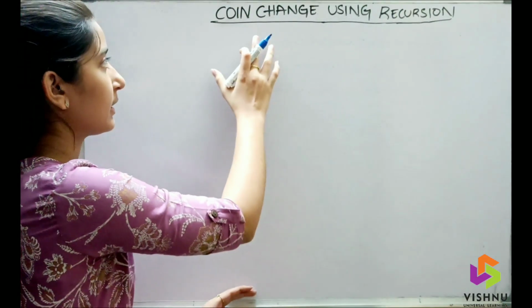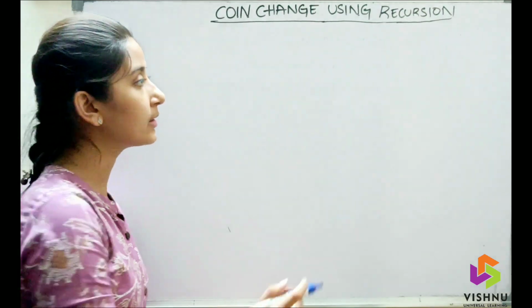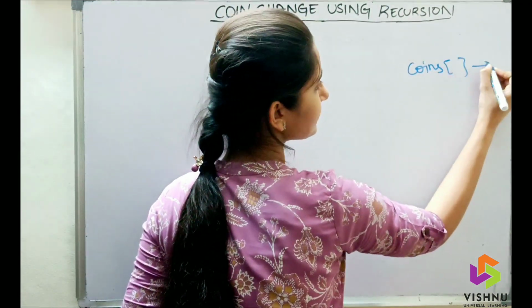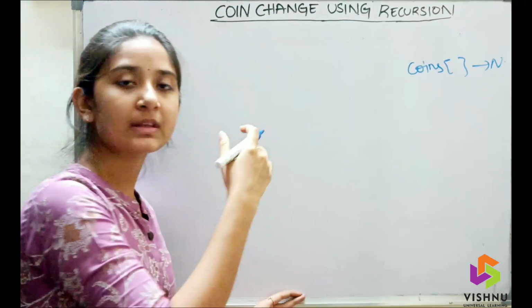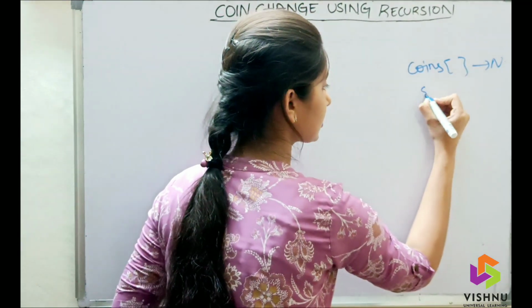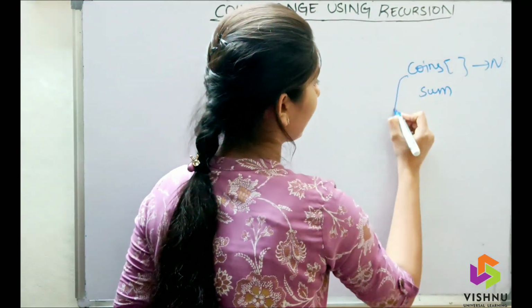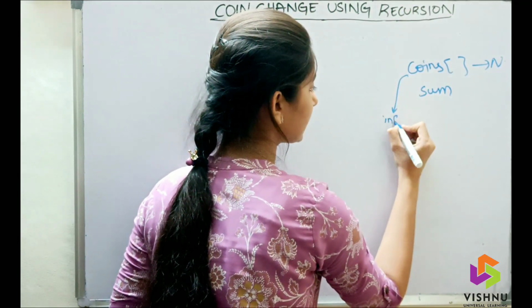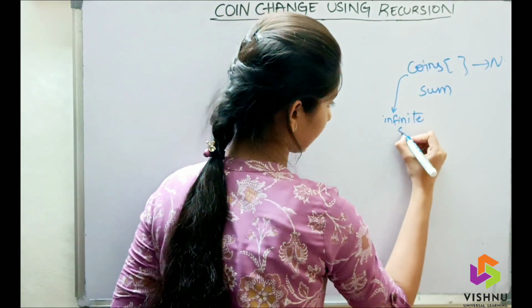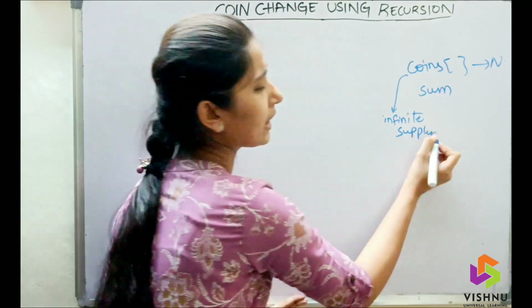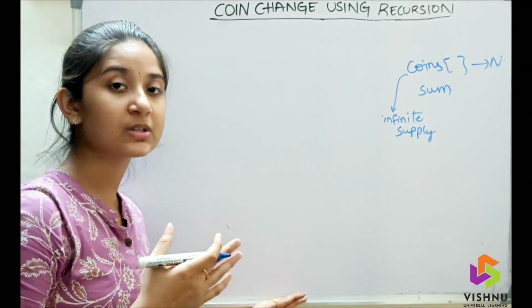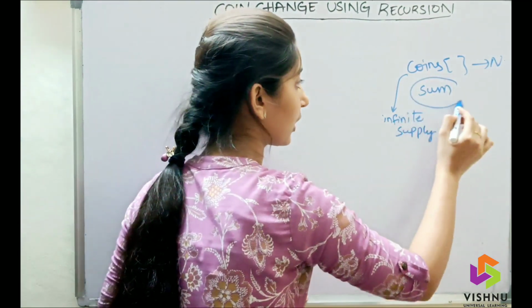Our problem statement is coin change using recursion. We are given an integer array of coins of size m. These represent different denominations of currency, and we are given an integer sum. We have an infinite supply of these coins, that means each coin can be used any number of times. So our aim is to find in how many ways we can make the sum using different combinations of these coins.